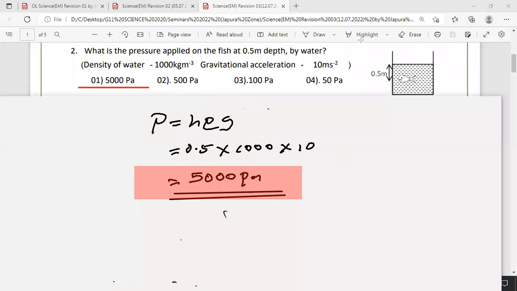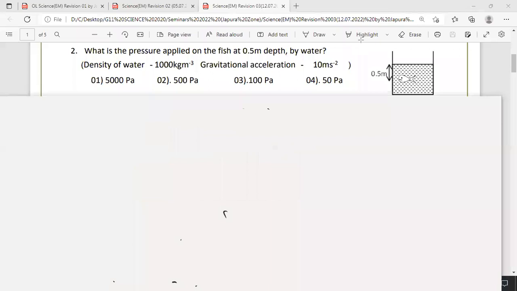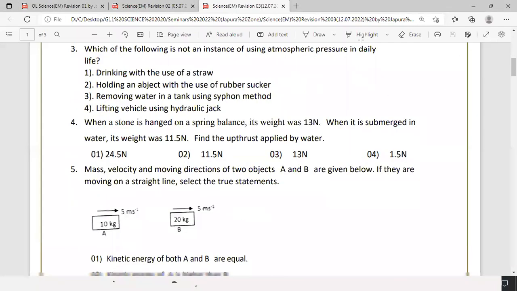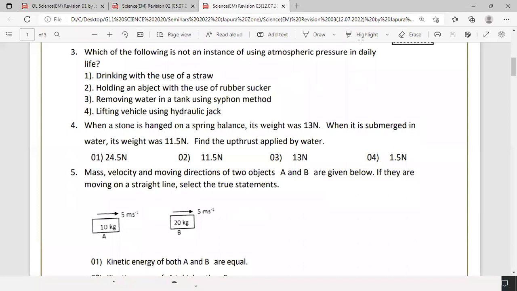So this is like, recall in your grade 10 physics. Question number 3. Which of the following is not an instance? Please pay attention to the active word, not an instance. We are using of atmospheric pressure. Not an instance of using atmospheric pressure. Yes, any volunteers, please raise the hand. Those who can give the answer, I'll lower the hand first, everyone. Any volunteers can?